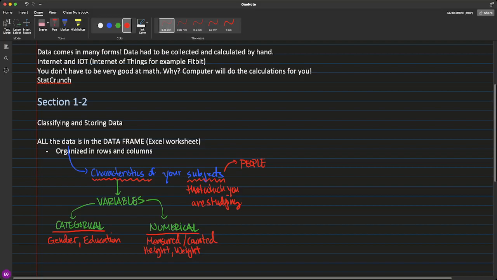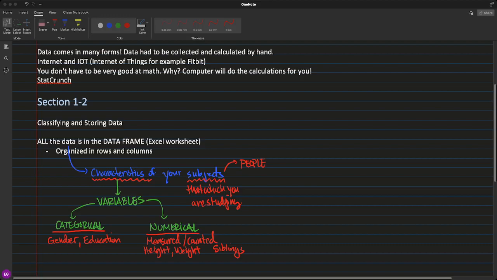You can ask how many siblings a person has. Siblings is a fancy word for brothers and sisters. If I ask you how many siblings a person has, that would be an answer which you count. If I ask you the height of a person, that's something that you would answer by measuring. So notice numerical variables are measured or counted. Okay. So let me go to StatCrunch and I'll give you an example of how this might show up in the data.